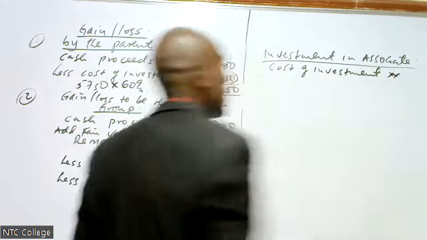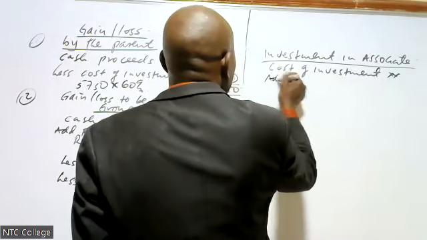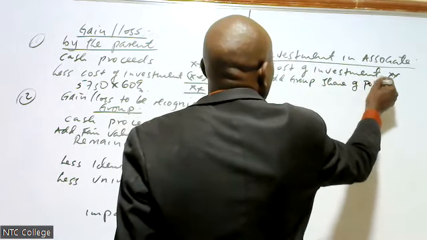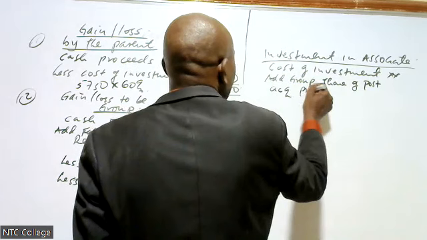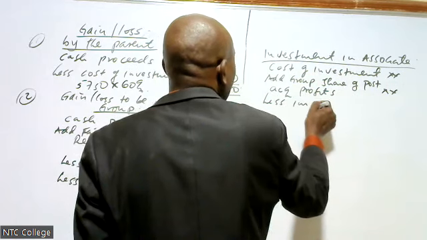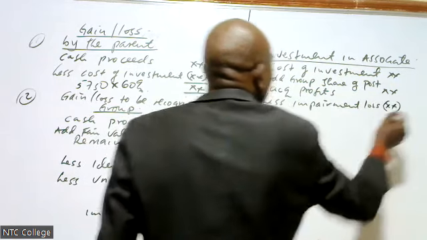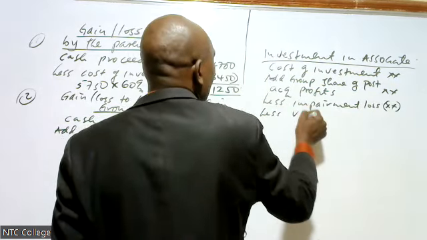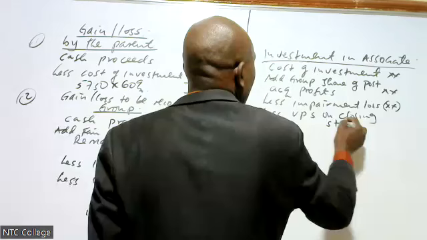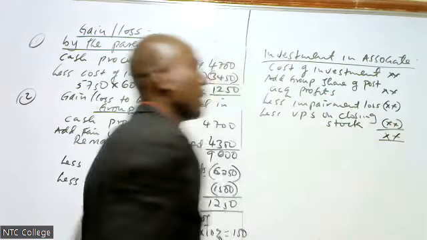You take the cost of investment. Then you add group share of post-acquisition profits. You add that, then you less impairment loss in that associate. You also less unrealized profit (UPS) on closing stock. Then we get investment in what?